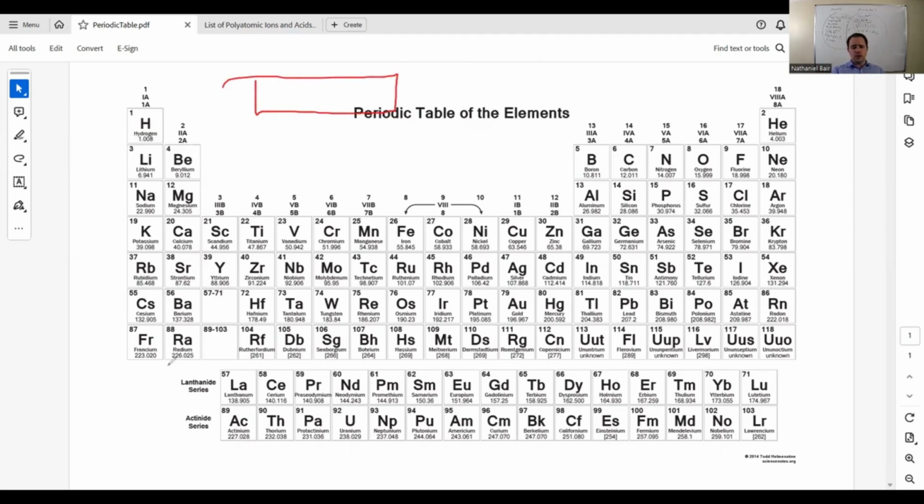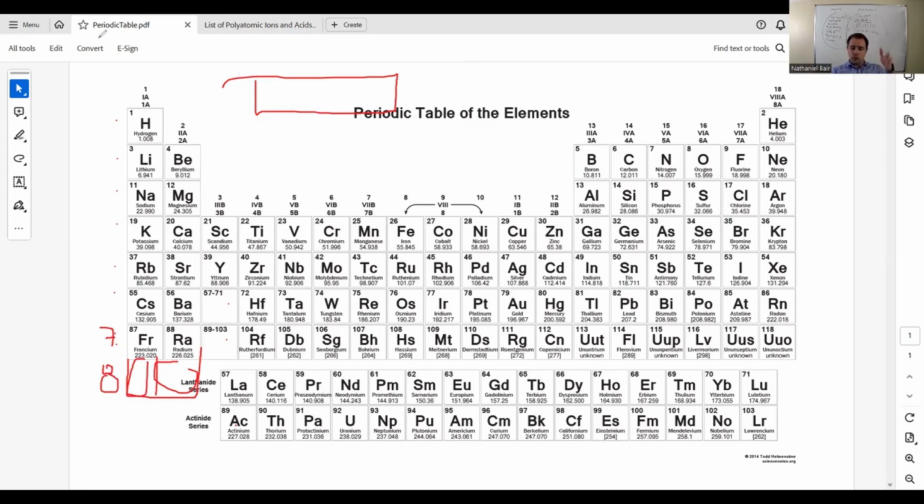Horizontal rows, and there are 7 horizontal rows, right? 1, 2, 3, 4, 5, 6, and 7. These guys at the bottom are actually part of 6. These guys are part of 7. So there's only 7 rows. Physicists do think that they can make 2 more elements. Okay, so then we'll eventually hopefully have 8 rows on our periodic table, but for now we just have 7.